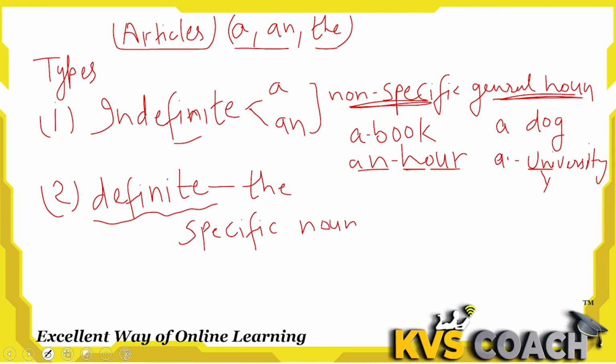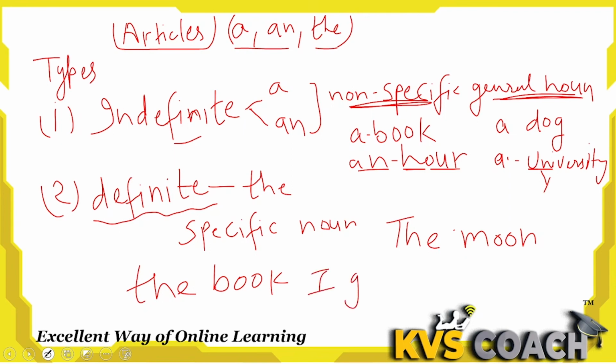It is used for a noun that has already been mentioned or is unique and known to both the speaker and the listener. If in a sentence the speaker and listener are talking about a noun known by both of them, then we use the. The moon is a specific noun. If I'm talking about a normal sentence, the book I gave you. Here I am using the with book because the listener knows about the book and the speaker also knows about the book. That's why I'm using the here.